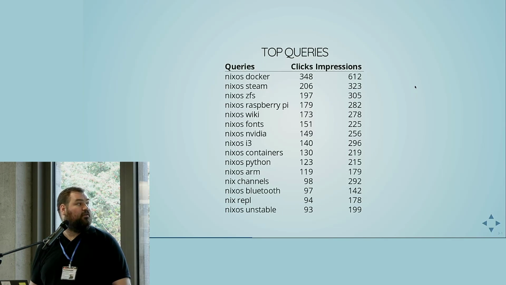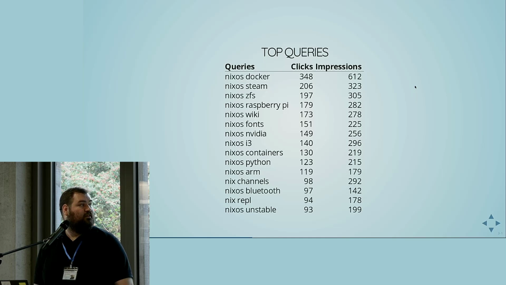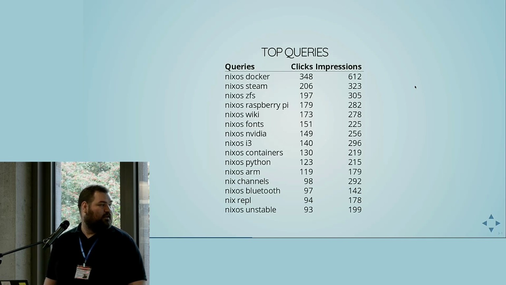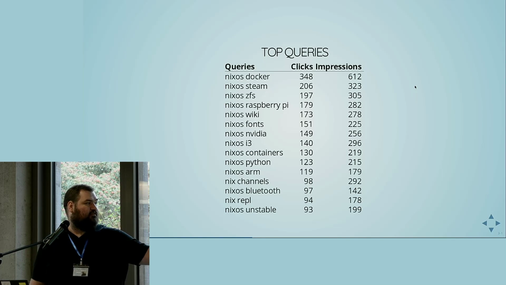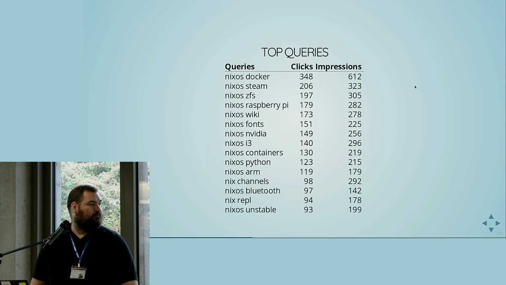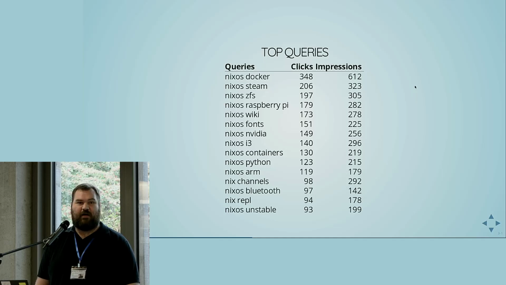Those are the top queries leading to the wiki. Apparently NixOS and Docker is an interesting thing, and people like to game on NixOS with Steam. Other stuff like ZFS, Raspberry Pi, and so on, you can see the list yourself. So those might be topics that we might want to expand on in the future on the NixOS wiki, because many people are looking at it.